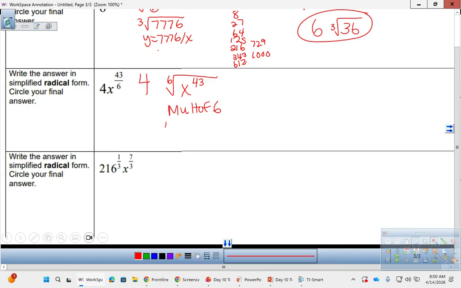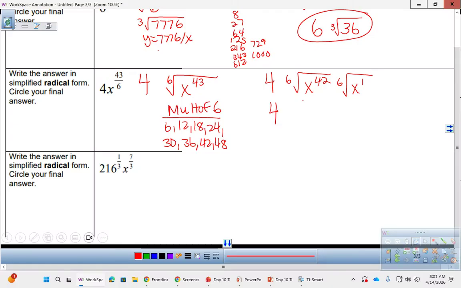of 6. 6, 12, 18, 24, 30, 36, 42, 48 is too much, right? So that's how I know when to stop. I keep adding 6s until I surpass that number. So I'm going to break this up into 42 and then 1, so I still keep that value of 43. Keep in mind there's a 4 in front. That's just kind of coming along for the ride.